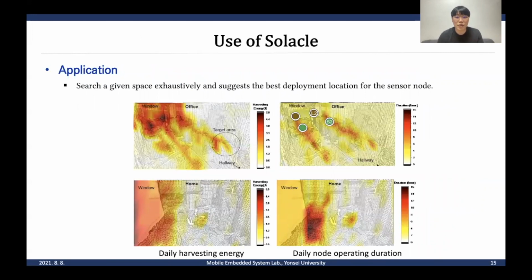Finally, we propose one use case using Solacle. It is an application that suggests which location is best for the user by exhaustively searching the space. It can intuitively show harvesting capability to a user.